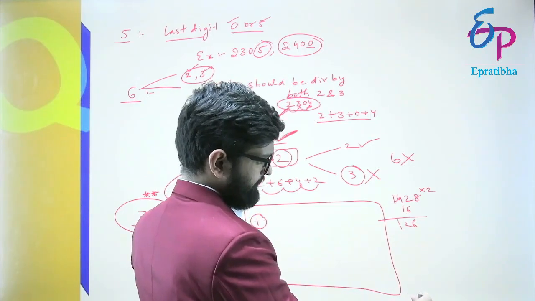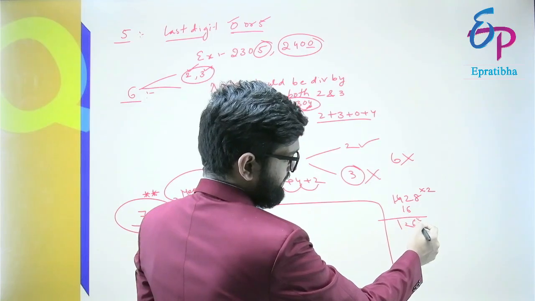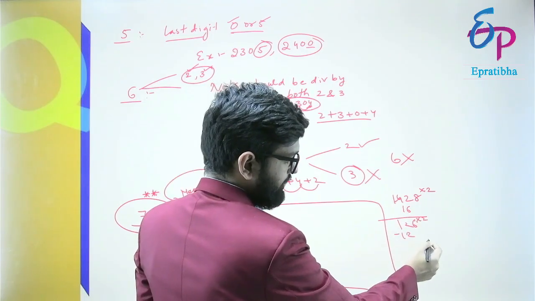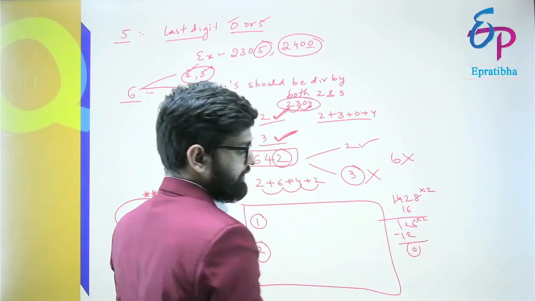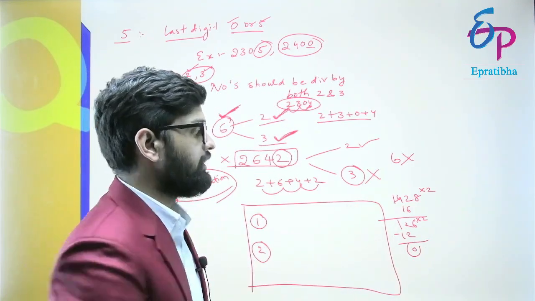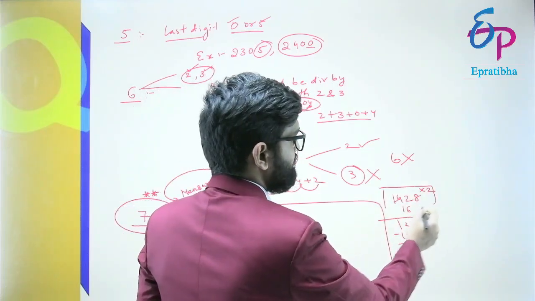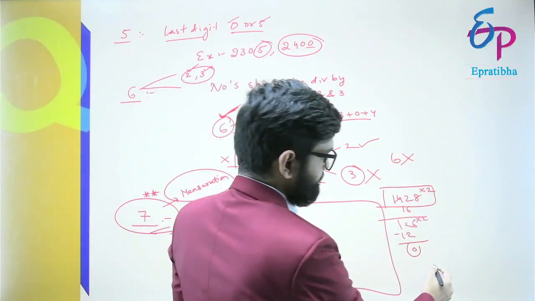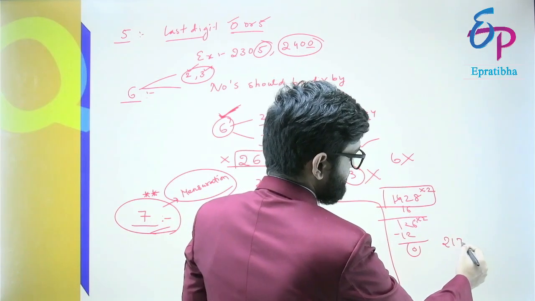Again, how can you tell? Take the last digit into 2 again and subtract. How much is the remainder? If it is 0, or if it is coming in the 7 table, then this entire number is divisible by 7.